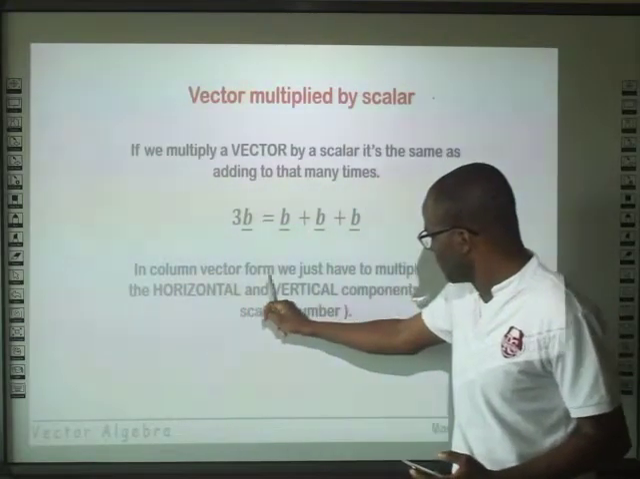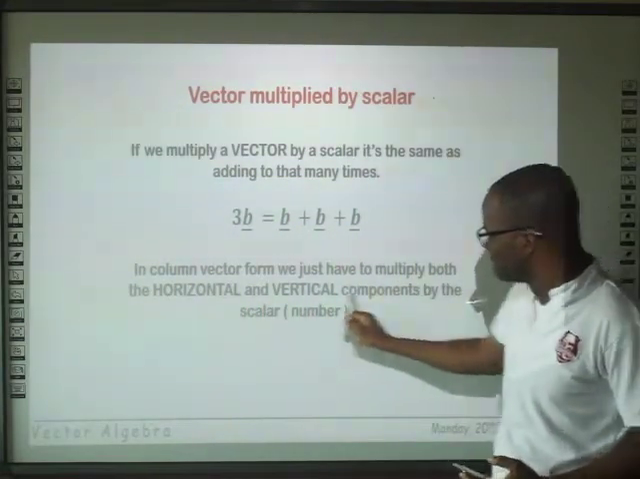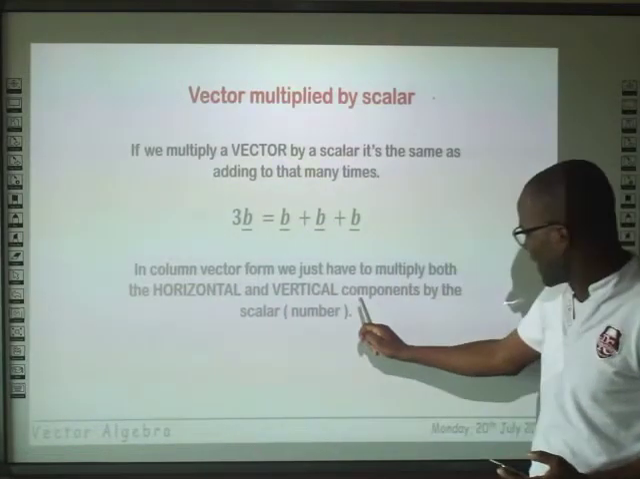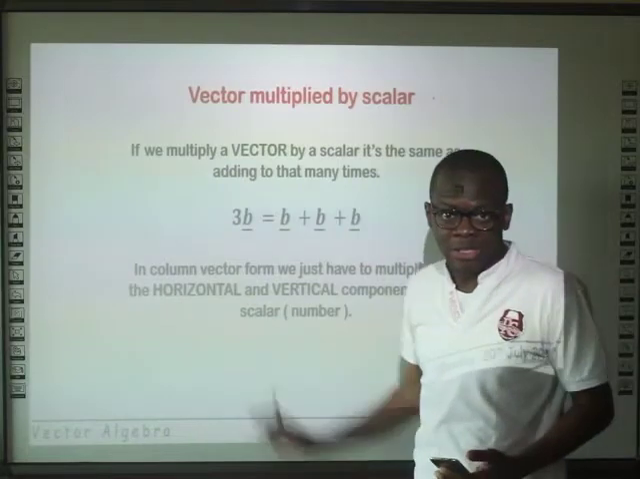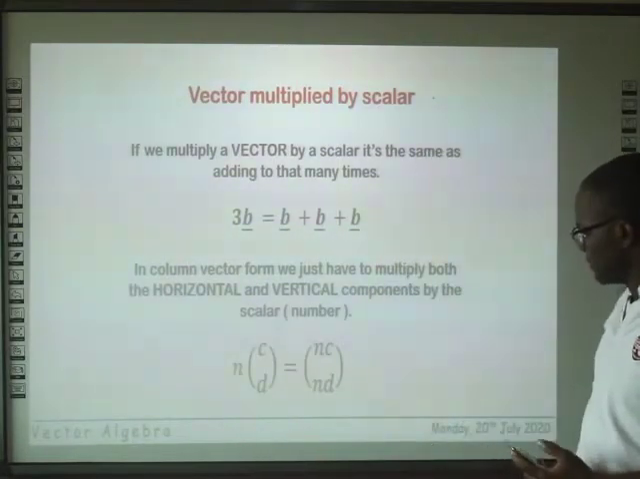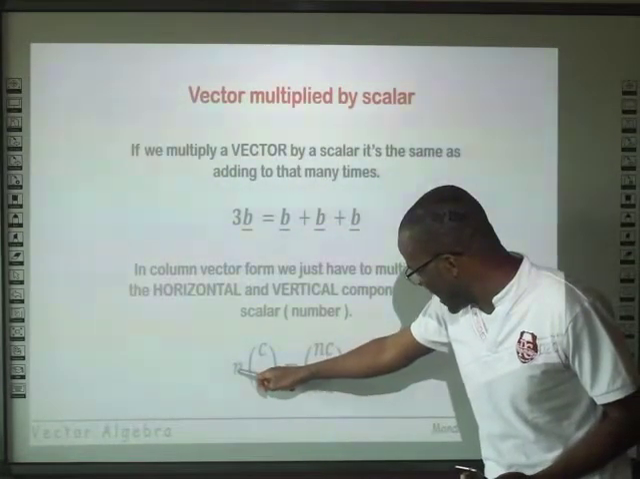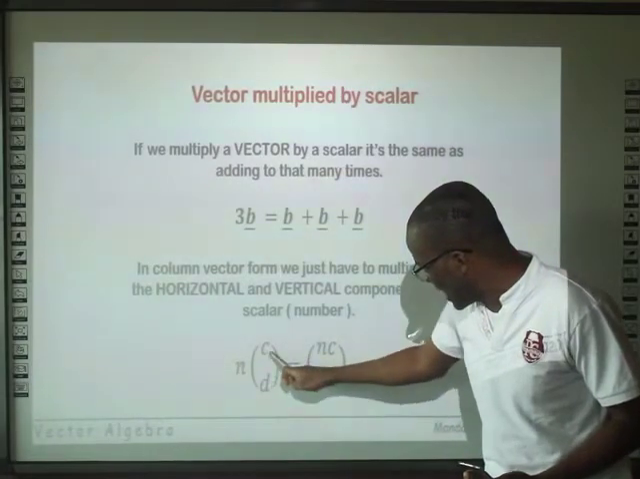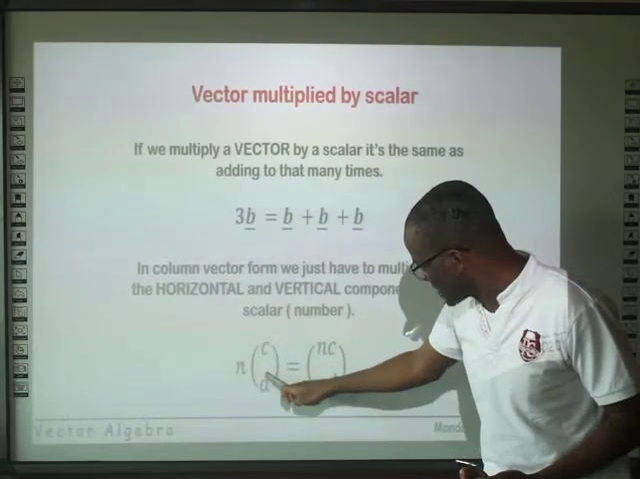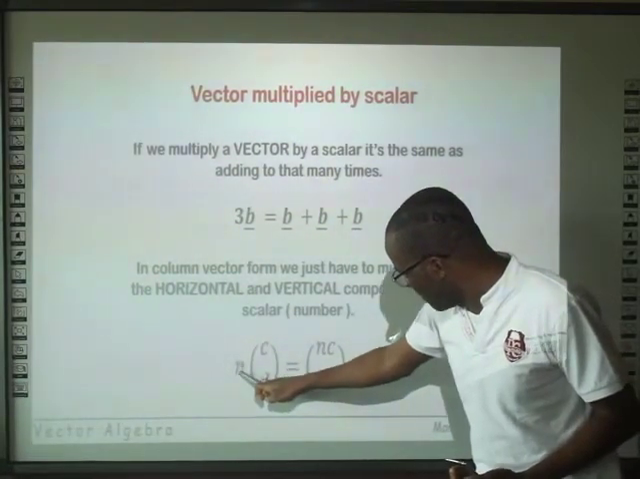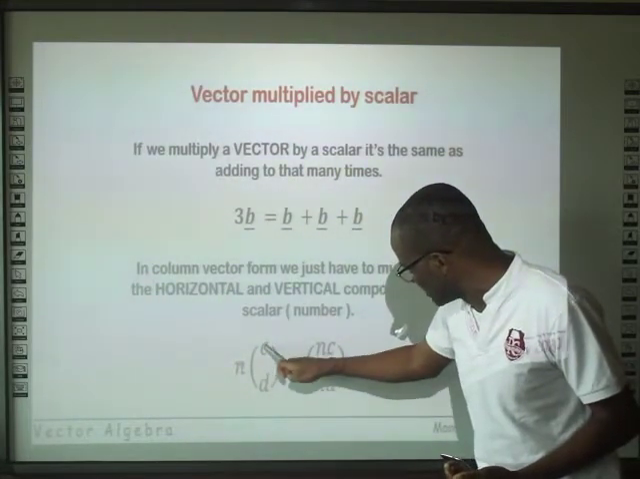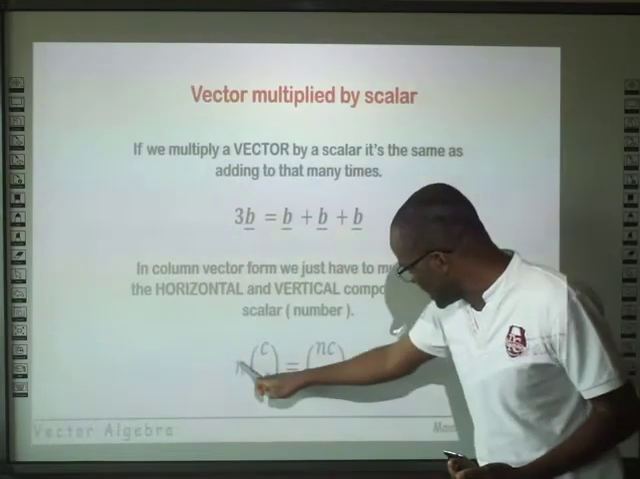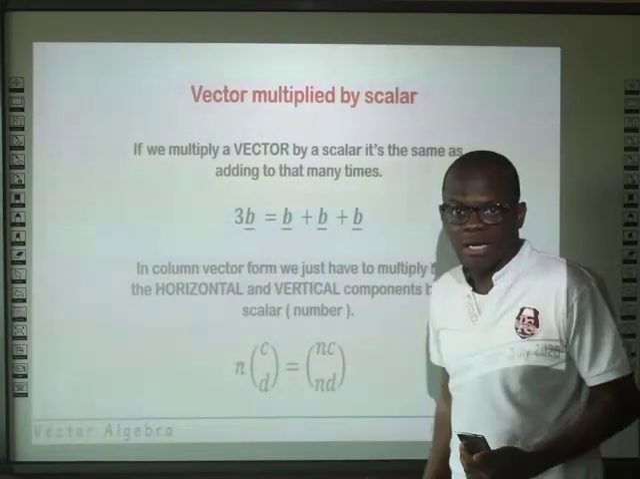So in component form, we just have to multiply both the horizontal and vertical components by the scalar, just like we saw in the previous slide. Whenever you have n, which is a scalar, times the vector, you take the number n to multiply each of those. n times c gives you nc, and then n times d gives you nd.